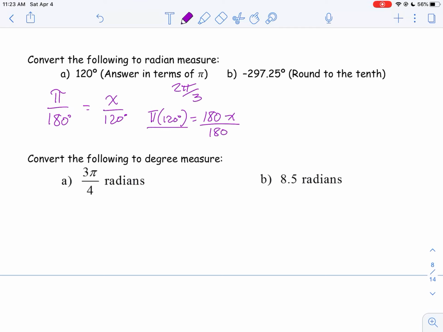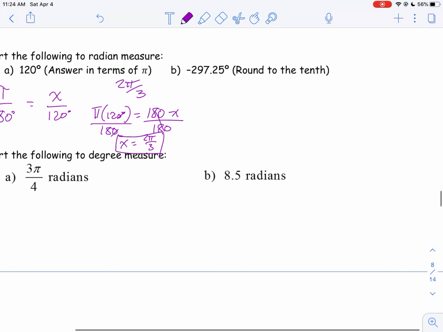A lot of times in this case, we'll leave it in terms of pi. So these cancel. I'm left with x equals 120 over 180. You can reduce that in your calculator if you need to, or 12 over 18. You can see I can divide them both by 6. I get 2 pi over 3. So either way, your final answer is 2 pi over 3.